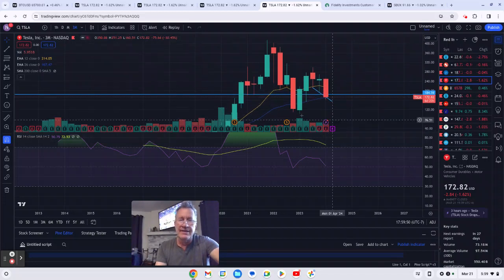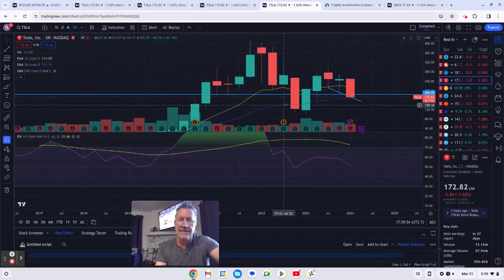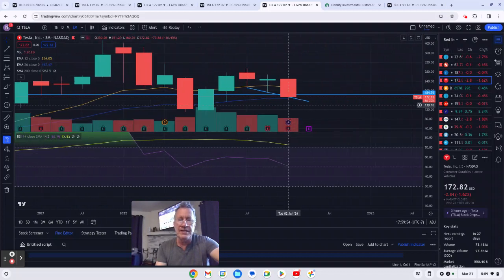Just zooming in to try to see that. So you see the volume, it's not extreme, right? It's not a lot of volume compared to right here where you set that bottom there. You had much more volume. So 3 months of volume coming to a close. We're pretty close to finishing that.